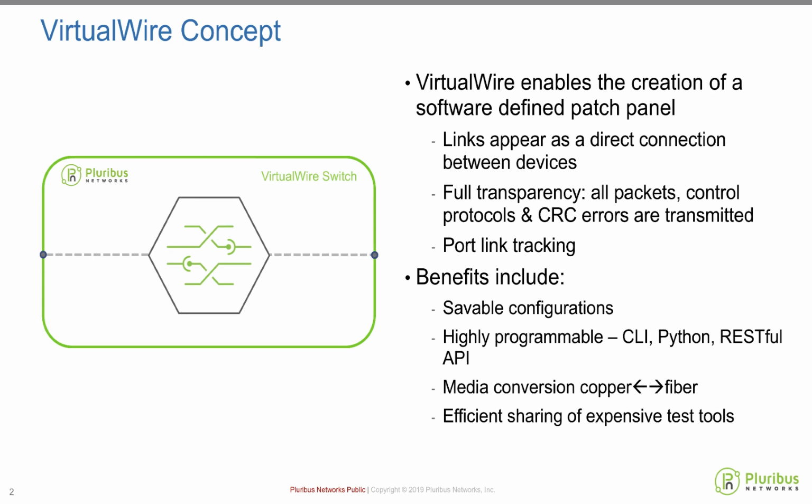Some of the benefits of VirtualWire include savable configurations, just in case you need to use the same connections at a future date, programmability via CLI, Python, and/or REST API, automatic conversion across cable types and port speeds. Use a 100 gig fiber cable for one connection and a 40 gig copper at the other. Another neat benefit is that you can enable virtual wires to expensive shared test tools such as traffic generators and analyzers without a need to physically recable each time.